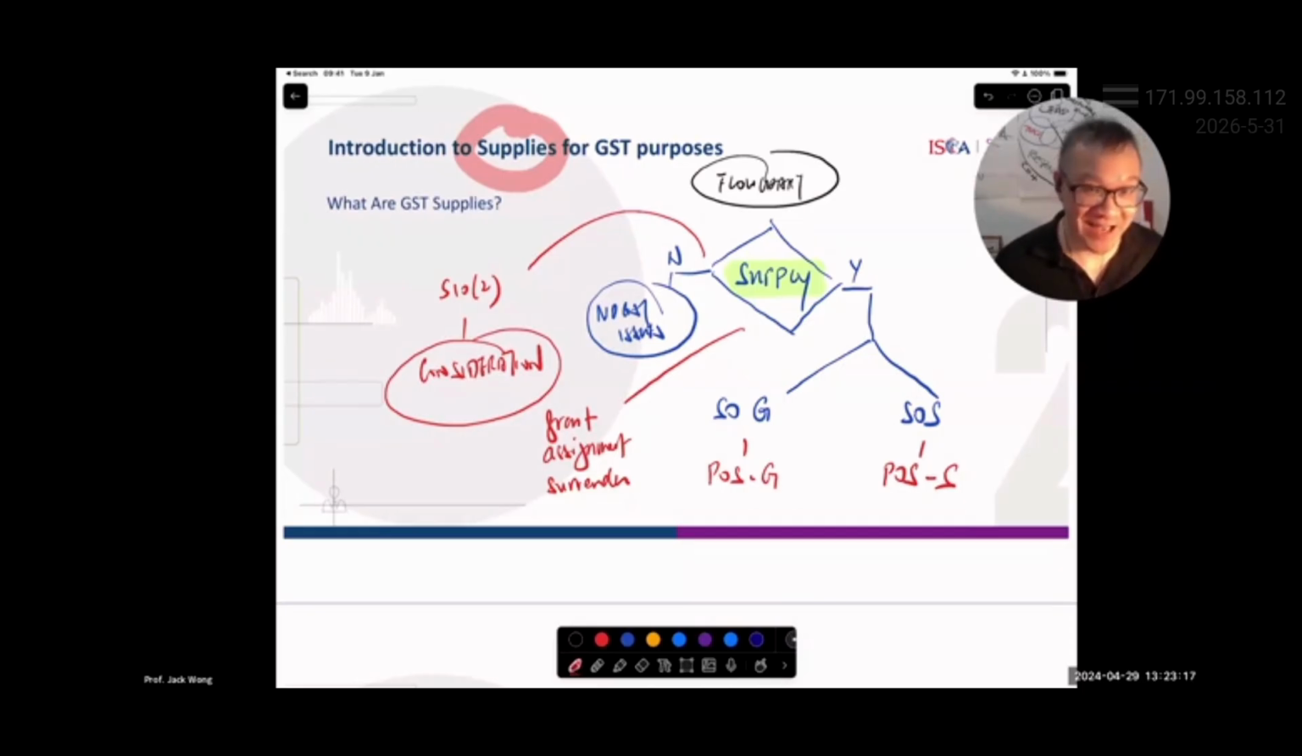So the question is, is that a supply? The answer is yes, because it is an exchange. Exchange for a promise not to compete with you, and because of that exchange, I'm getting paid. Okay, so that is actually a supply for GST purposes. So you may want to study a bit more about that.